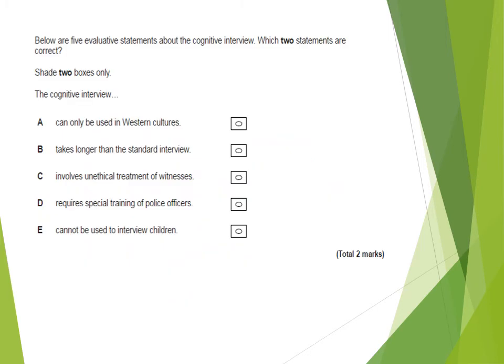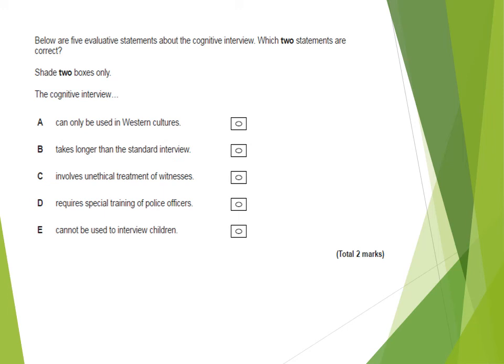So you might get some evaluation questions. Now they can be multiple choice, they're not always extended answers. So below are five evaluative statements about the cognitive interview. Which two statements are correct? And then you have to select the two. Now, if I was presented with multiple choice, I'd simply cross out the ones that I know are not correct straight away and then whittle it down from that.